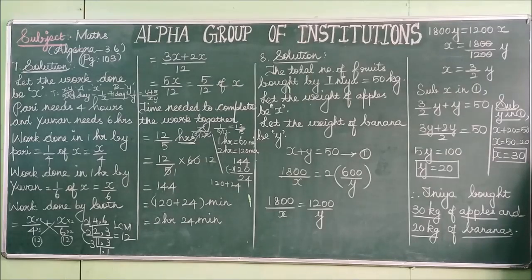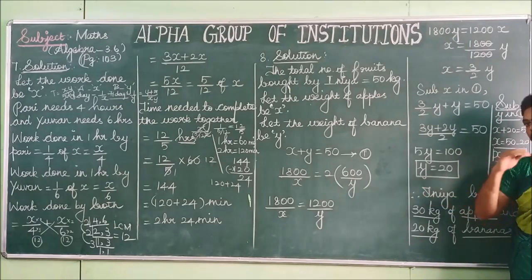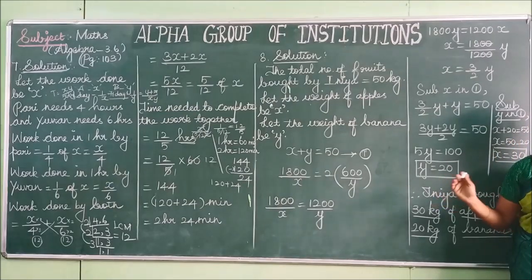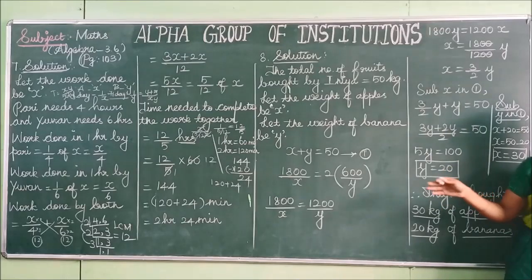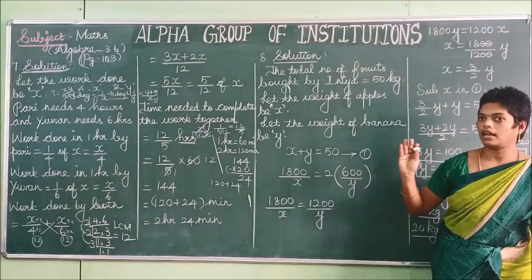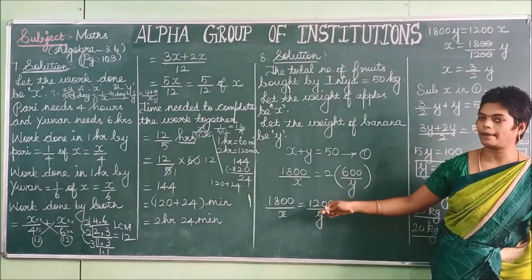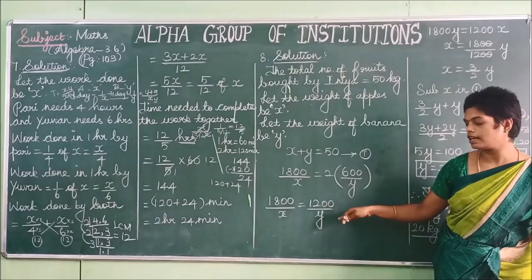Inia bought 1800 worth of apple. So we don't know how many kg that is, and she also bought banana for 600 rupees. That also we don't know, the weight of the banana. Let us form the equation with the condition that she paid twice as much for apple as for the banana.